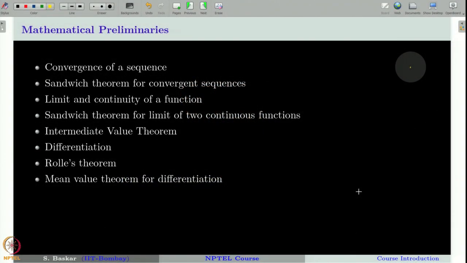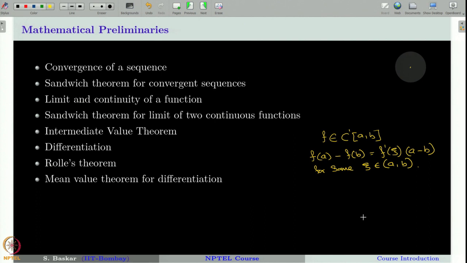The next theorem is the mean value theorem for differentiation. It is a well known theorem, and it is also important that we will use it quite often in our course. The theorem says that suppose we have a C1 function defined on interval a b, then we can write f of a minus f of b as f dash of xi times a minus b, for some xi that lies between a and b.